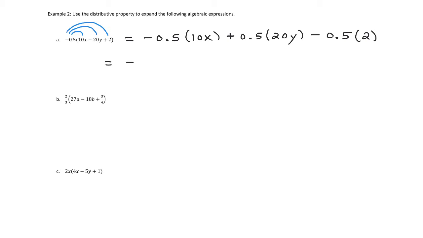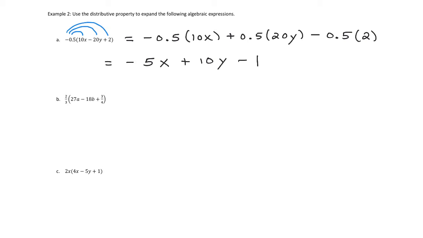To simplify this, it's going to be negative 0.5 times 10 is 5, and then we have x. For the second term, it's going to be plus 0.5 times 20, which is going to be 10, and then I copy down the y. The last term is going to be negative 0.5 times 2, and that is 1.